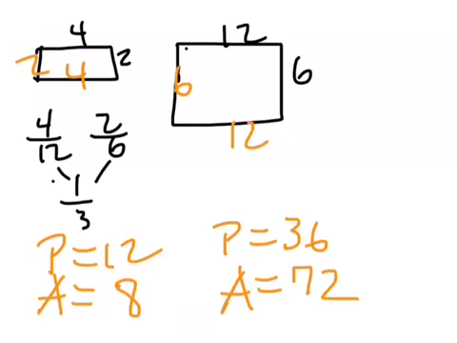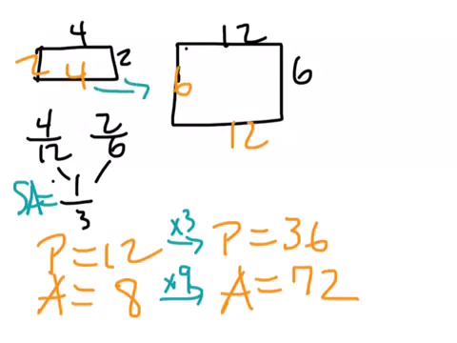So guys, the pattern all goes back to this scale factor. How do you get from 12 to 36? You multiply by 3. How do you get from 8 to 72? You multiply by 9. Well, where do those numbers come from? It all goes back to the scale factor. The scale factor is 1/3 going from this figure to this one, or it's 3 going from this figure to this one.